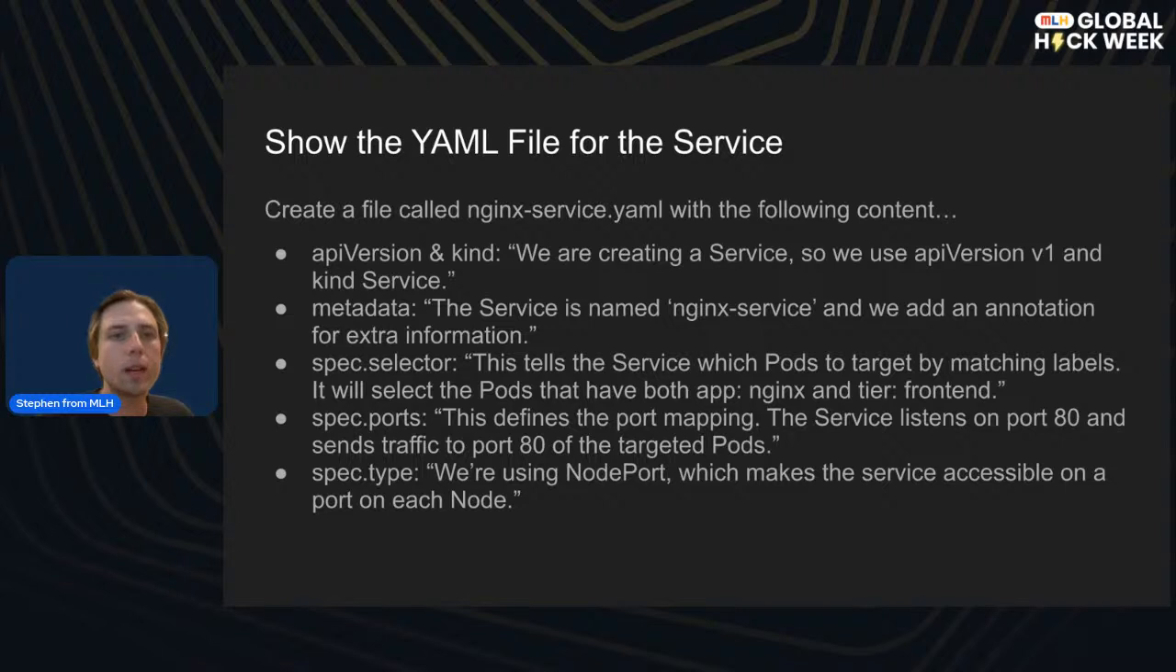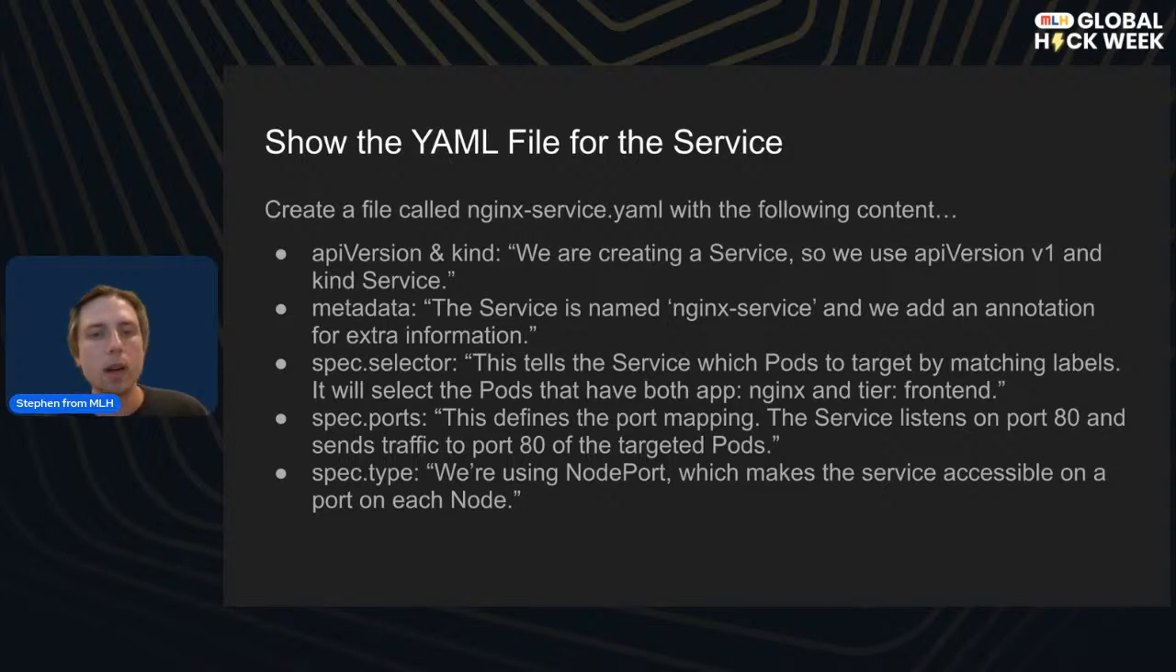I want you to create a file called nginxservice.yaml. These are the different things that you'll do. First we'll call out the overall highlights, and then we'll dive deep into it. It's the same things we had before with API version and kind. With metadata, it'll be a service named Nginx service. We will have spec selector, spec ports, and spec type.